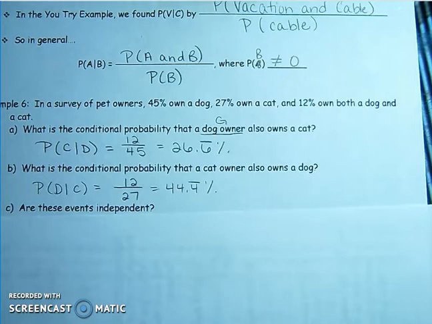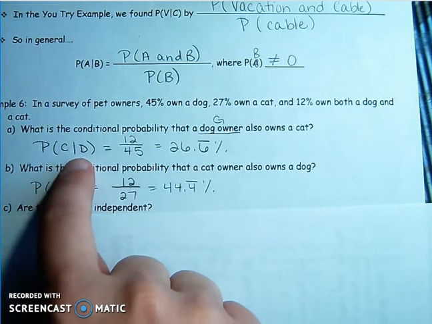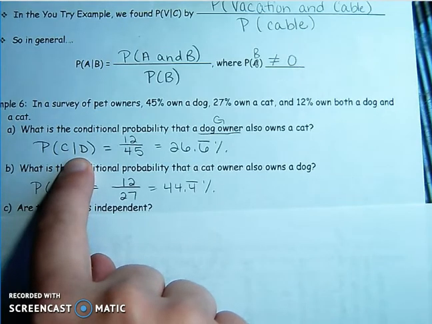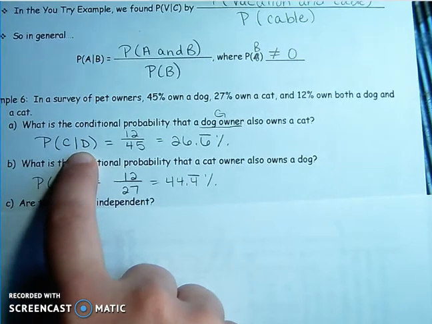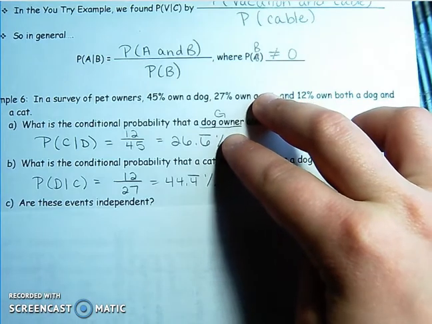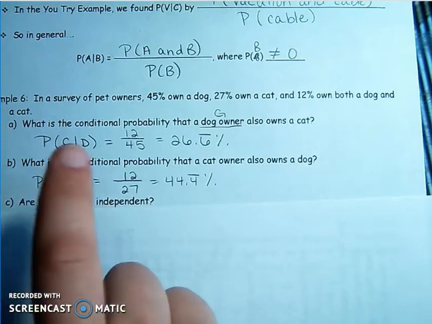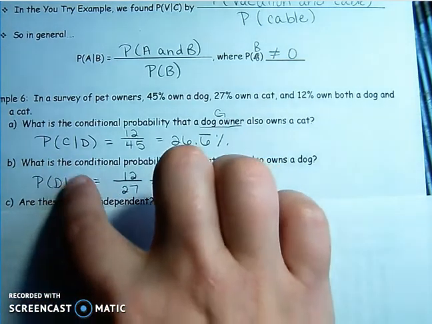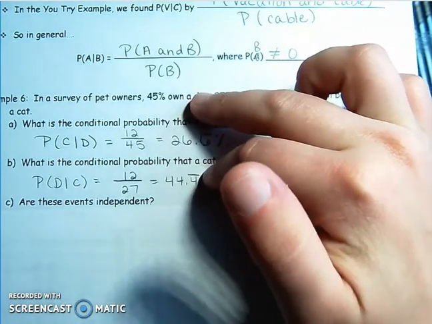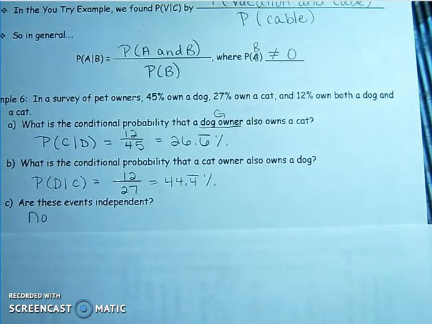Are these events independent? Remember, the rule for independent is that the denominator does not affect the probability. So in this case, the probability of owning a cat given you own a dog, is it the same as the probability of owning a cat? Meaning, are these two the same? They are really, really close. Is the probability of owning a dog given that you have a cat the same as the probability of just owning a dog? Does the denominator change anything? Are these the same? They're very, very close. So the idea is, are these events independent? No, they're not, because they're not exactly the same. They're close, but they're not the same.